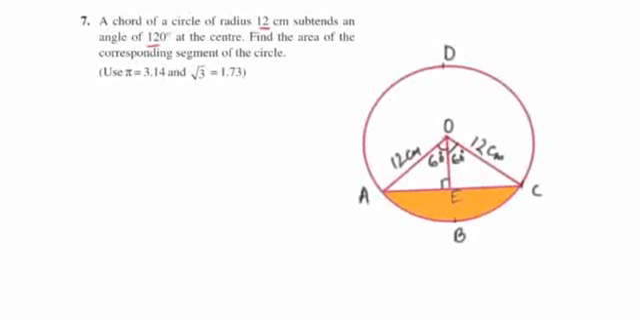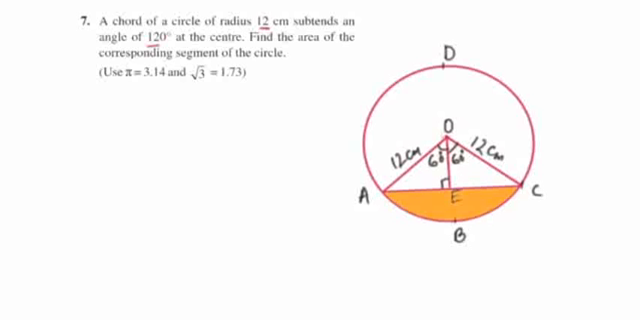Question 7 of this exercise says a chord of a circle of radius 12 cm subtends an angle of 120 degree at the center. Find the area of the corresponding segment of the circle. So basically we have to find the area of the segment that is in yellow. To find that, we will find the area of the sector OABC, and the area of triangle OAC, and then we will subtract them.